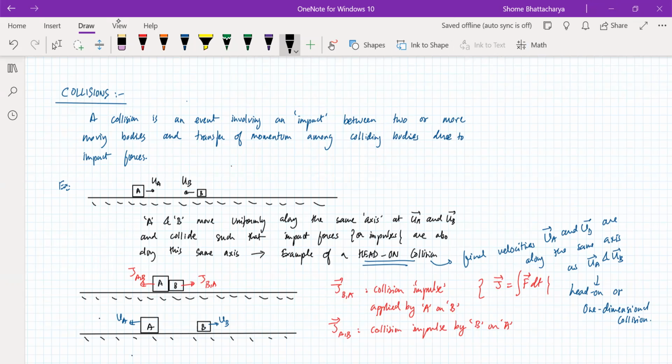Sir, impulse is like momentum, na? Sorry, come again. Can you speak a little louder, please? Impulse will have the same units as momentum, na? Yes, impulse, the net impulse on a body is equal to change in momentum. So impulse and momentum have same unit.